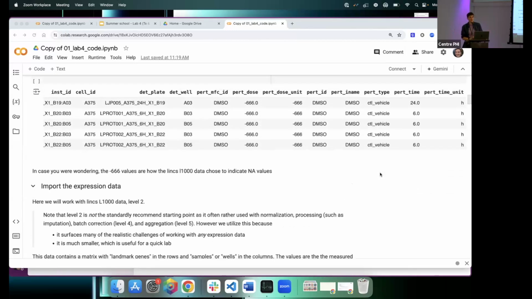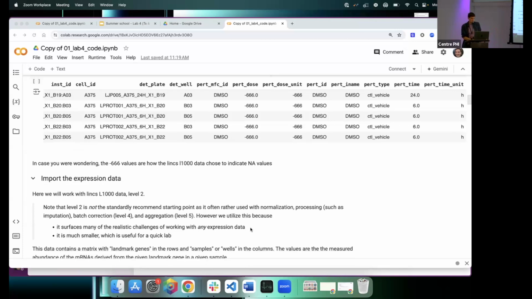It is the way that the LINCS consortium has marked the NA values. So if they didn't actually have a measurement for that value or it didn't apply, like it's a dosage of the control, it's marked with -666 because nobody cares about the concentration of the control lids. If you have a question, you can raise your hand and I can bring the mic to you.